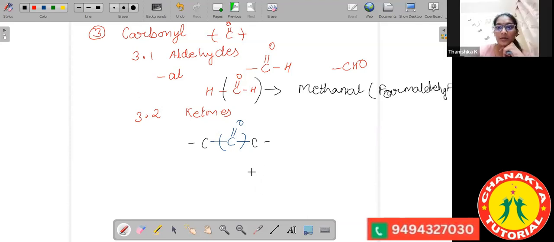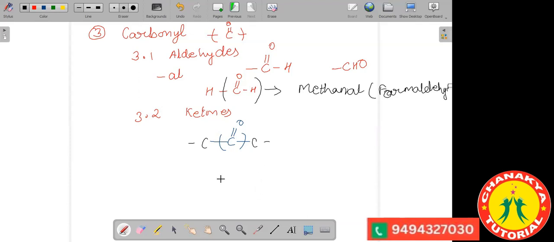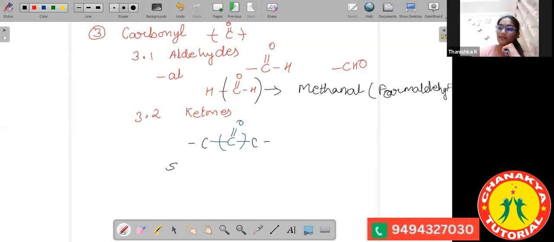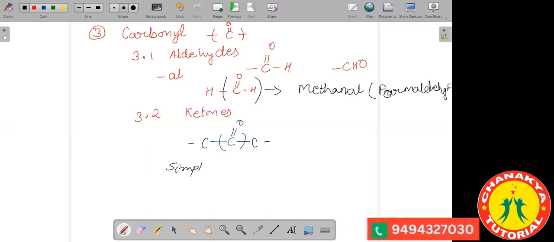So it cannot be made with two carbons, right? It can be made with a minimum of three carbons only. So the simplest ketone we can make is this, CCC, double bond O. Here we have CH3, here also we have CH3. So this is what we can make as the simplest ketone.